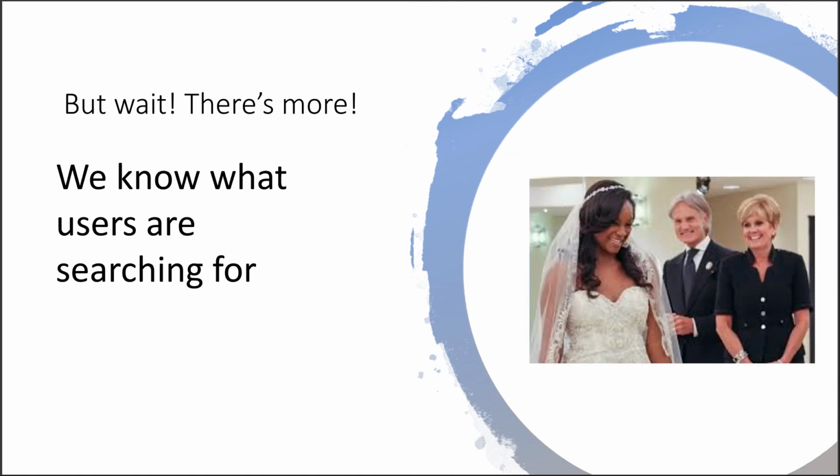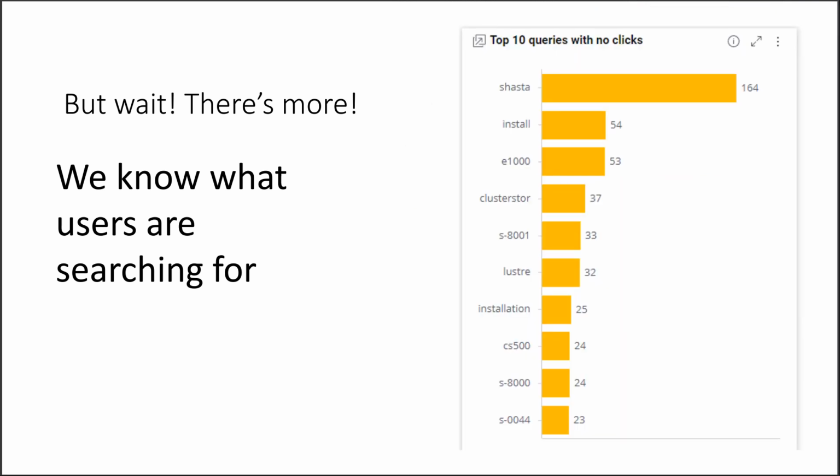But wait, there's more. We now know what our users are searching for. In Zoomin, we have a little widget that shows us the top 10 queries that the user does not click on. These are results from the search, but the user doesn't go to them.